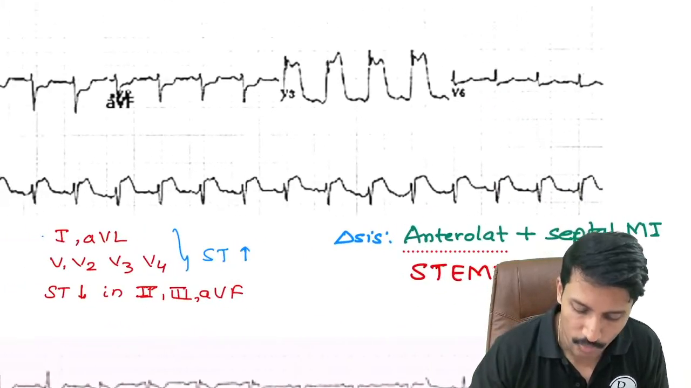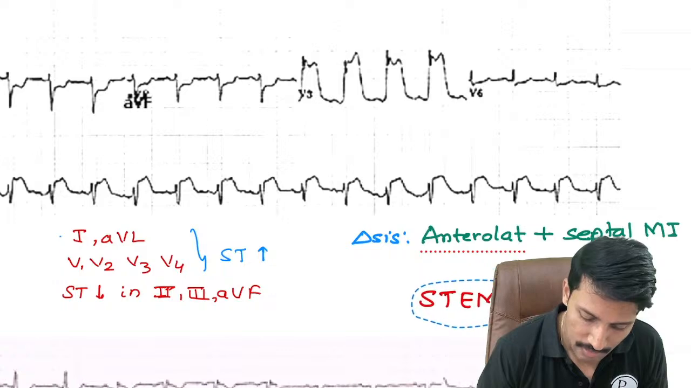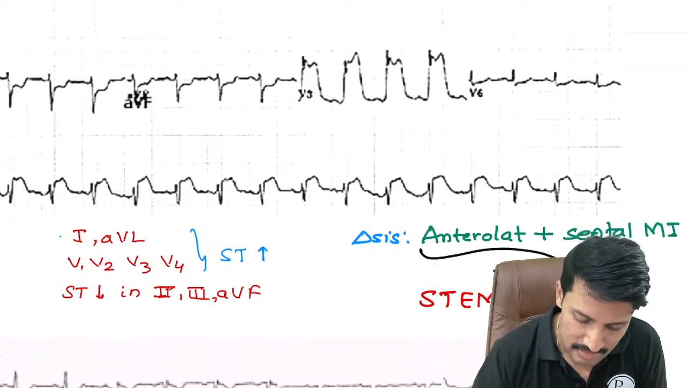So I will call this anterolateral plus septal MI. Or because it is involving most parts of the heart, we can call it an extensive MI.